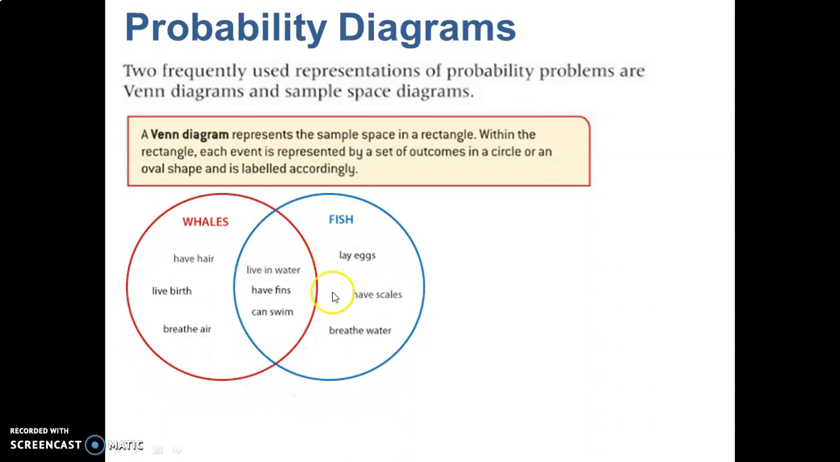Here's an example of a Venn diagram. This one does not have the rectangle around it, but again, typically there will be a rectangle around that. This Venn diagram shows characteristics of whales and fish, and this overlap here are characteristics of both whales and fish.